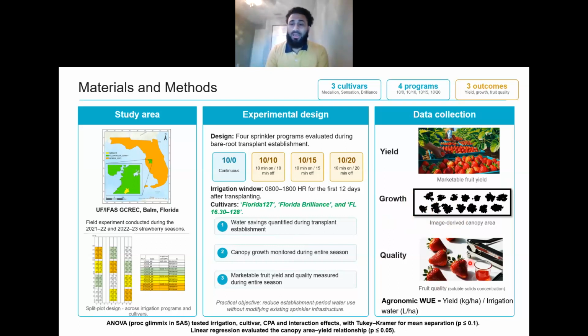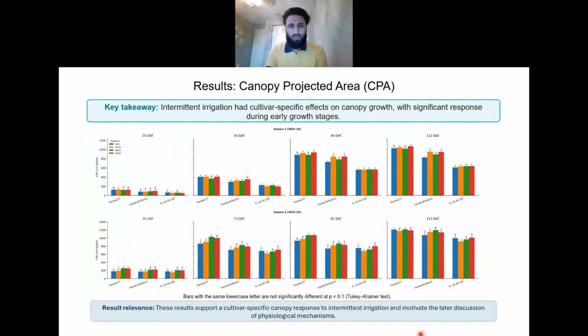And then we also checked the quality, whether it affects the sweetness of the strawberry fruits or not. And then, of course, the agronomic water use efficiency, where we see how much yield we have, let's say, in a hectare, and then how much water we used in that hectare. So that will give us agronomic water efficiency, and then we applied some statistical tests to look at the statistical significance of the results.